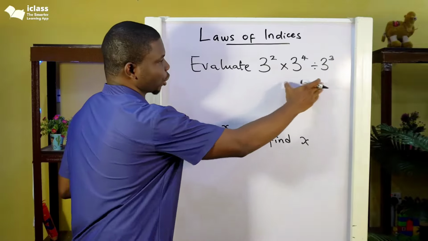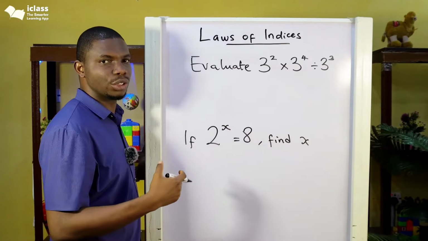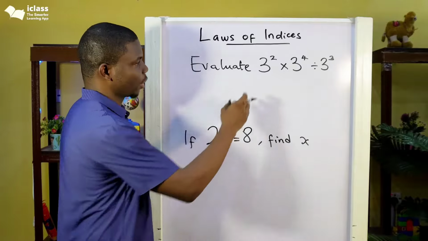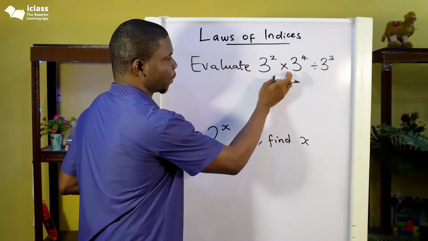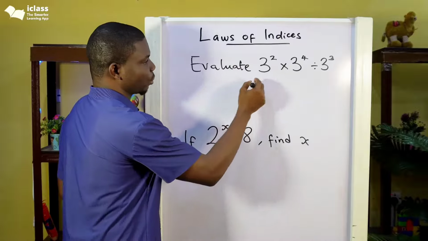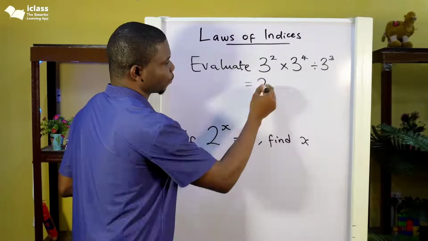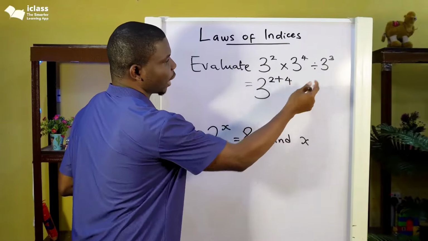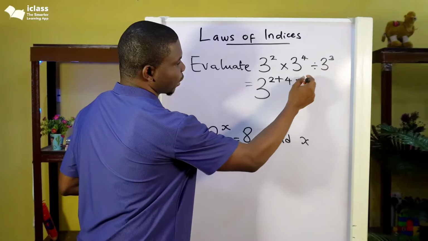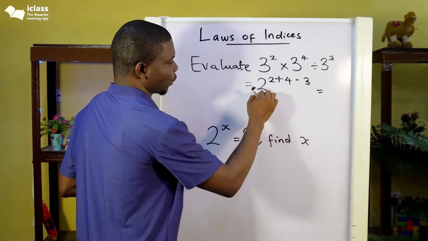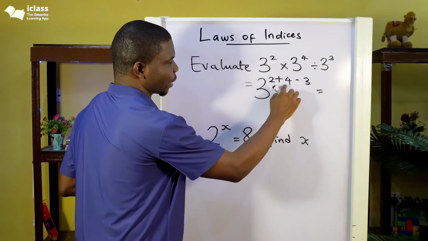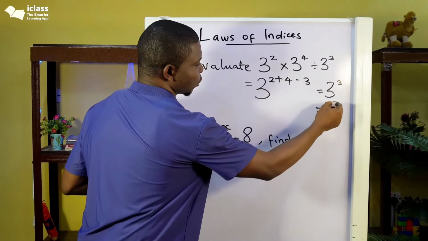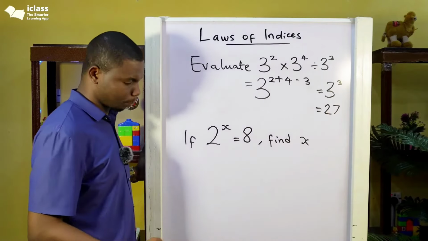To solve an expression in indices, all you need to do is remember the different laws of indices that we discussed. In this case, we are going to apply the multiplication and division law. For multiplication, we add the powers, and for division, we subtract the powers. So this gives us 3 raised to the power 2 plus 4 is 6, minus 3 is 3. So 3 to the power 3, which is equal to 27.